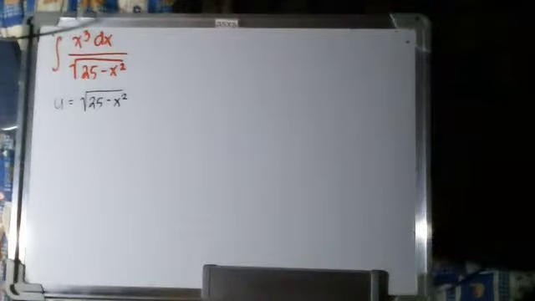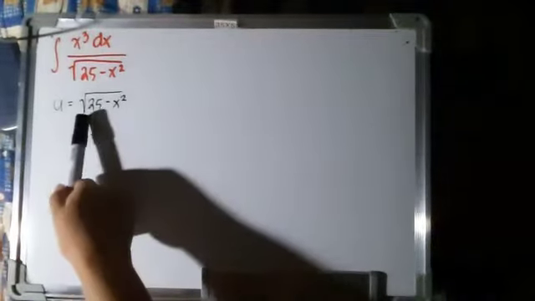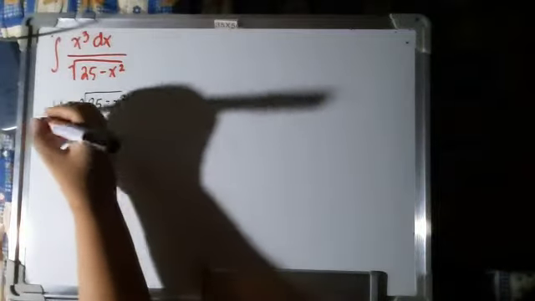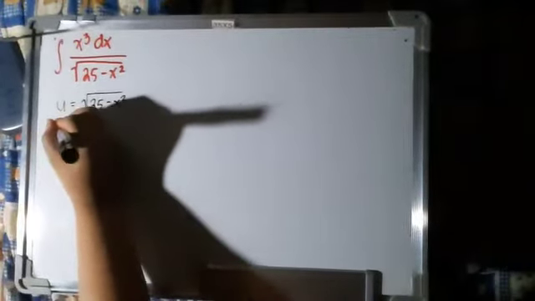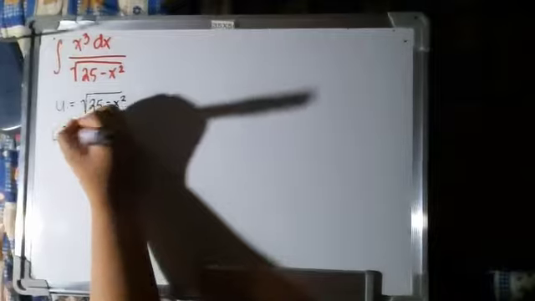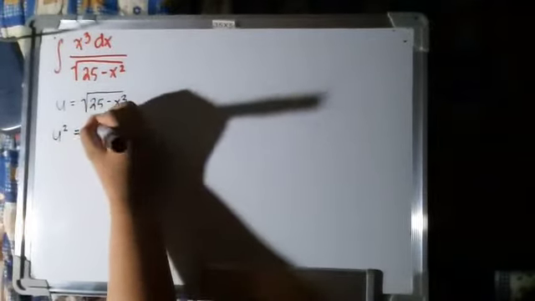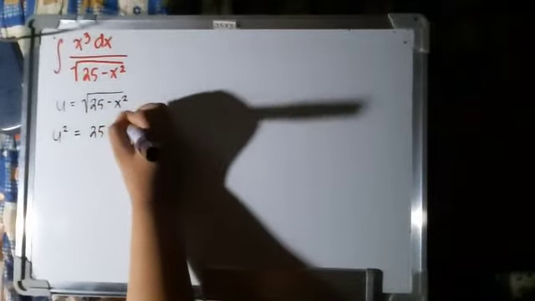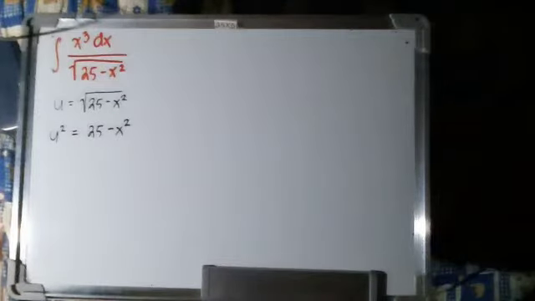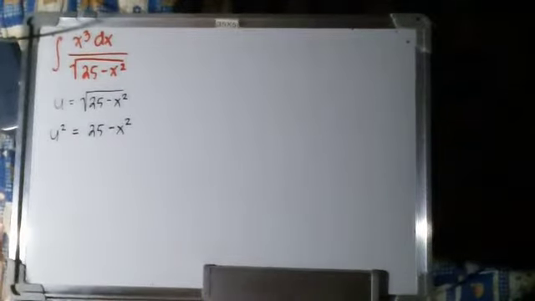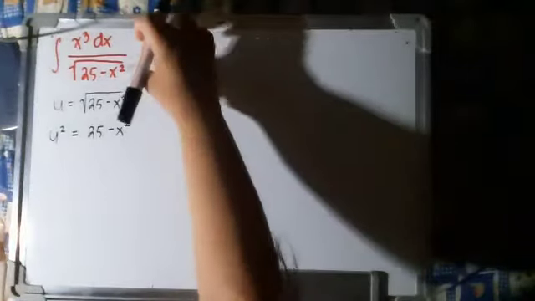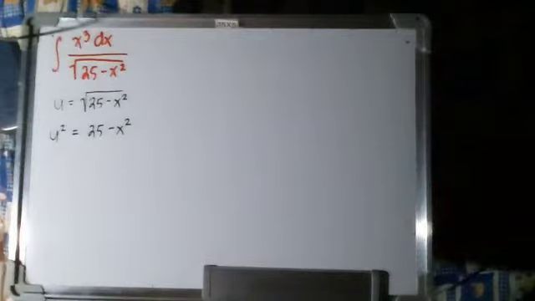Next step, we have to eliminate the radical sign. So, since ito ay square root, if you square both sides, mawawala yon. So, squaring both sides, you will have a value of u squared is equal to 25 minus x squared. Next, in algebraic substitution, it is very important for you to identify the value of u and du.